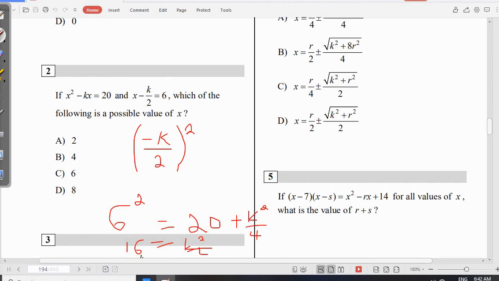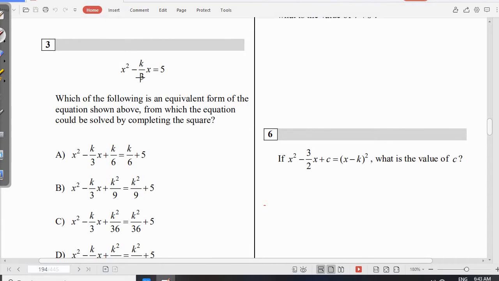I know you already saw the answer. 4 times 16 is 64. 64 is equal to k square. So that means k is equal to 8. So let's move forward to question number 3.